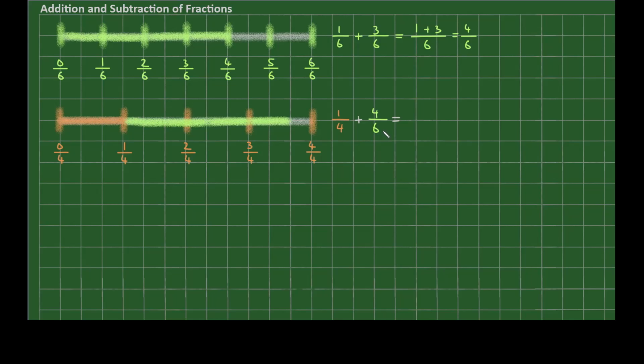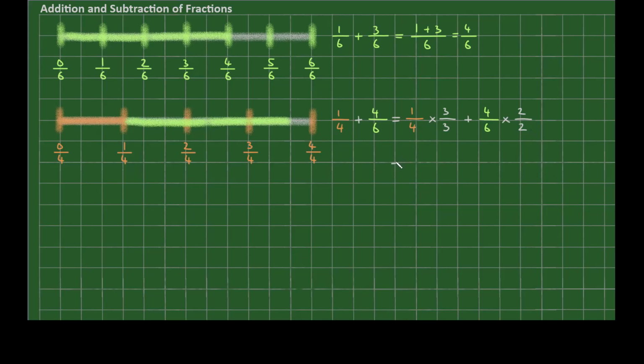And now I need to convert 1/4 into 12ths. How many times do I need to multiply 4 to get to 12? Well, the answer is 3. Which means that I need to multiply my 1/4 by 3/3. What about the 4/6? In order to get to 12ths, I need to multiply 6 by 2, which means this entire fraction will be multiplied by 2/2.